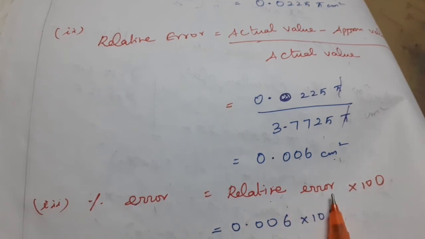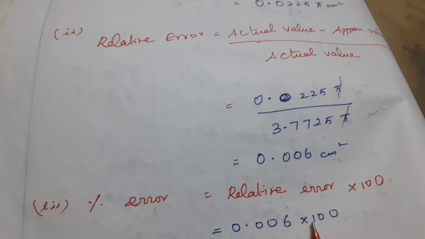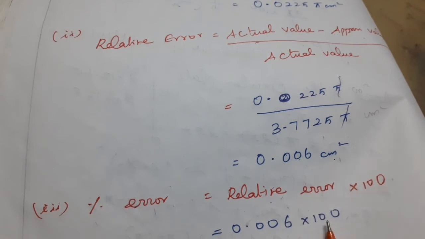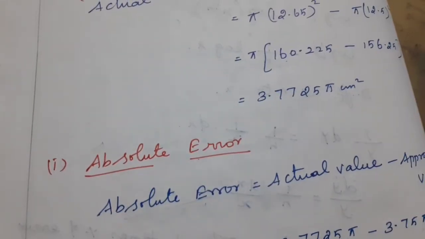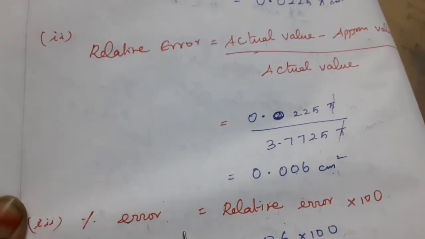Next we are finding the percentage of error. Percentage of error is relative error into 100. What is our relative error? 0.006 into 100. If we multiply, we get 0.6, moving the decimal point two digits to the right, so 0.6%. So the percentage of error is the relative error 0.006 multiplied by 100, which is 0.6 percent. We are finding three values: absolute error, relative error and percentage of error.